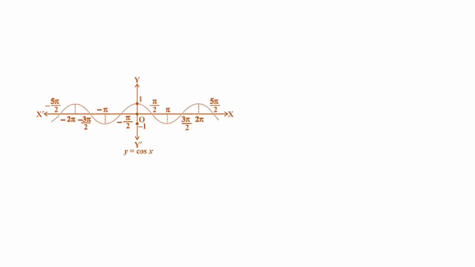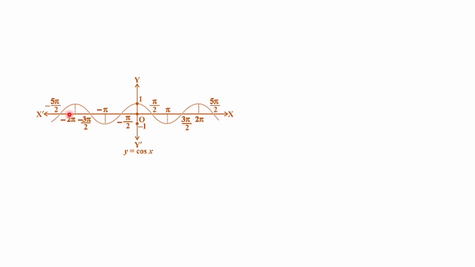Next we shall discuss the restricted domain and range of cos inverse x. First of all, let's recall the graph of the function y is equal to cos x. As before, the x-axis marking will be 0, then pi by 2, then 2 pi by 2, then 3 pi by 2, 4 pi by 2, 5 pi by 2, and so on on the right side, and negative values on the left side. And the y-axis from -1 to 1.